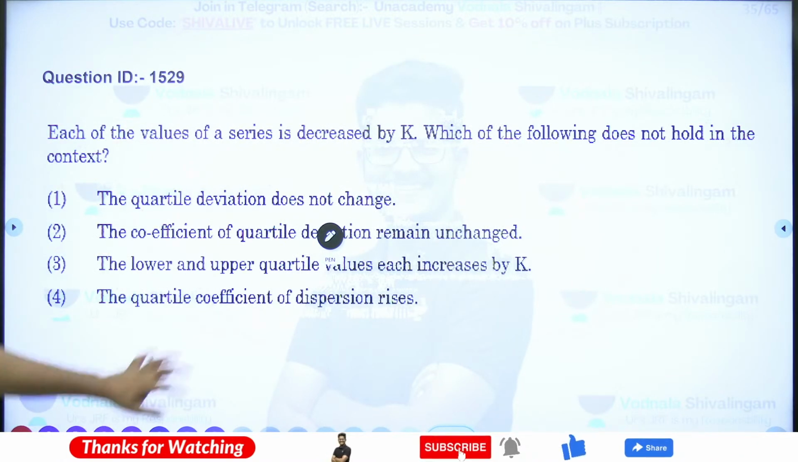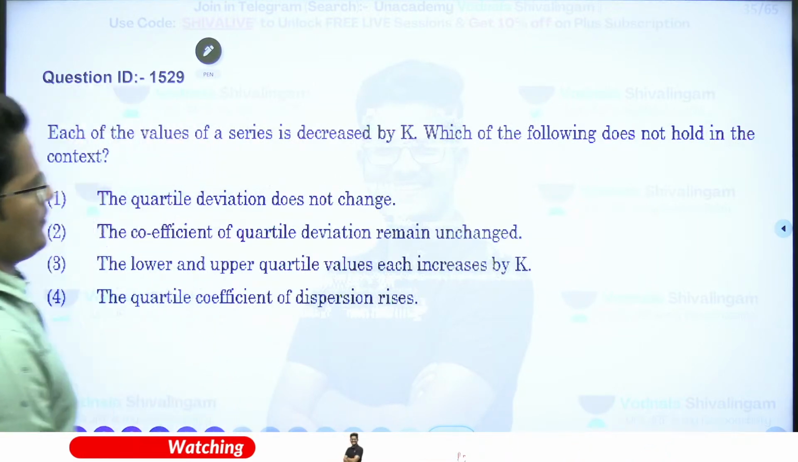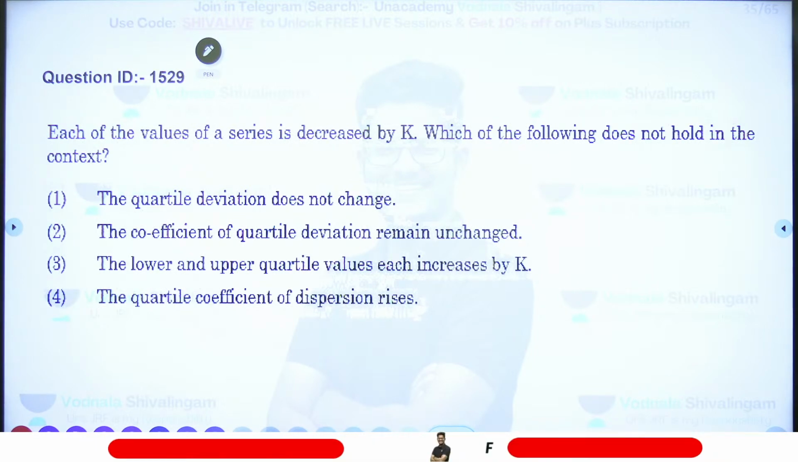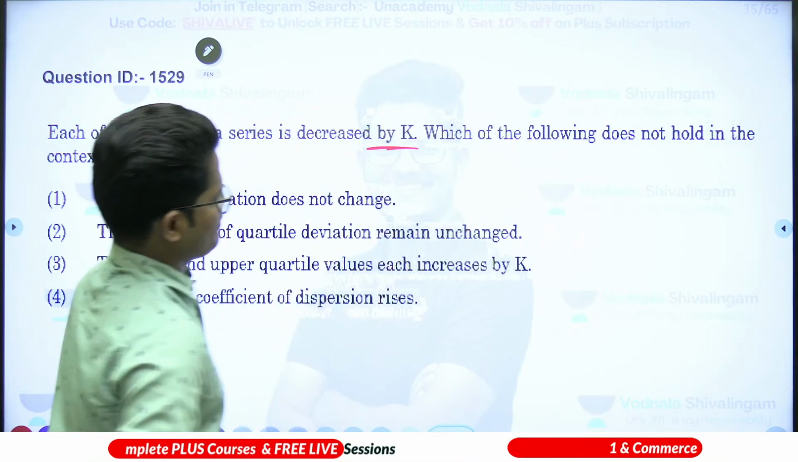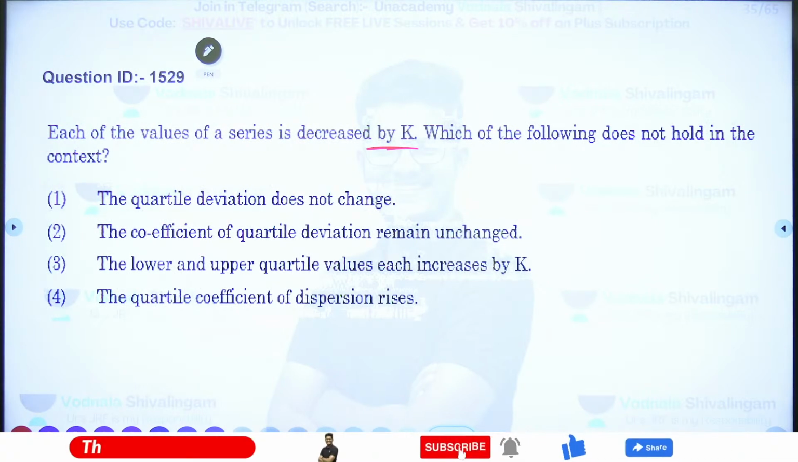Next, each of the values of a series is decreased by 7. Which of the following does not hold in the context? Each value in the series is decreased by k. This is somewhat an ambiguous question, because two options are correct in this. Which of the following does not hold good in this context?